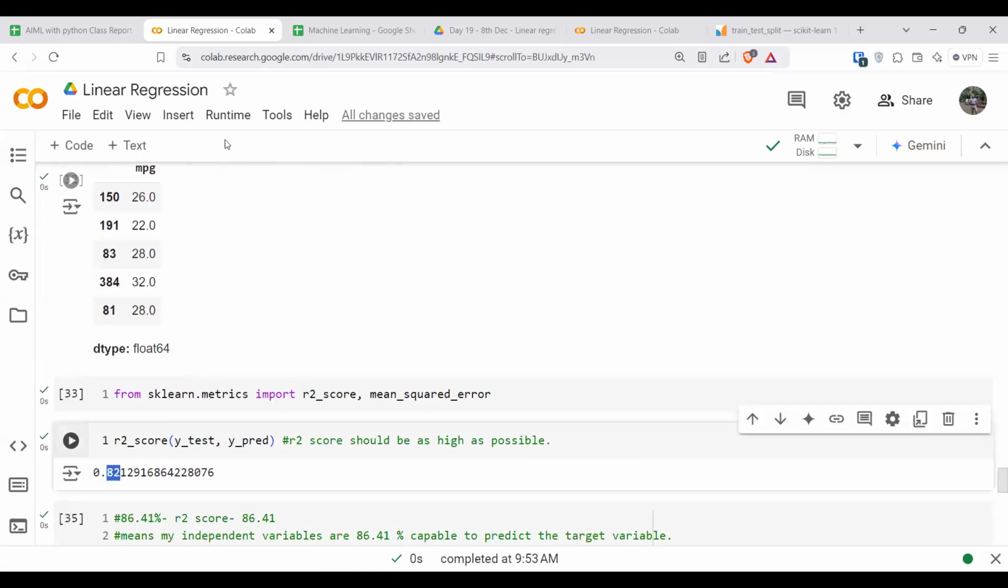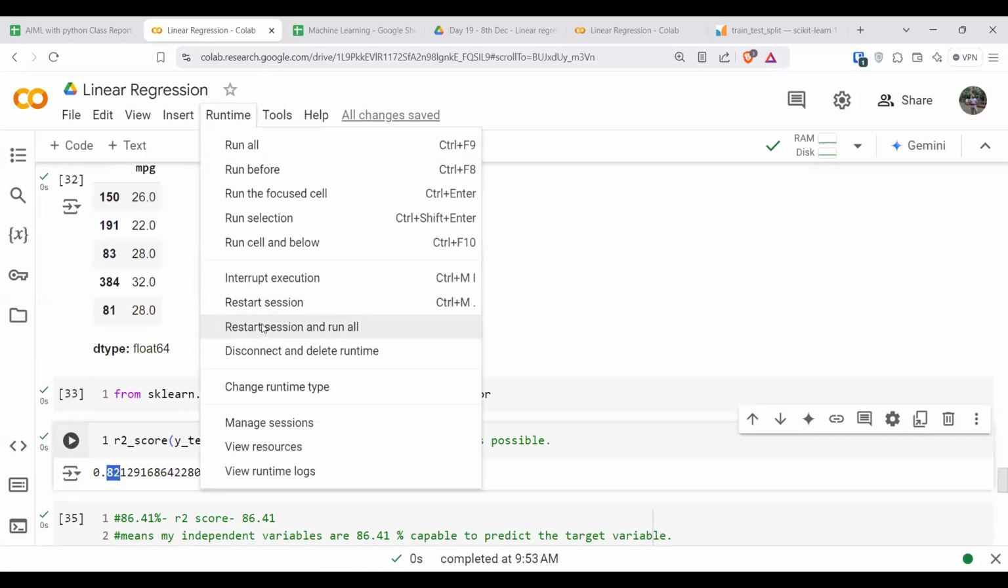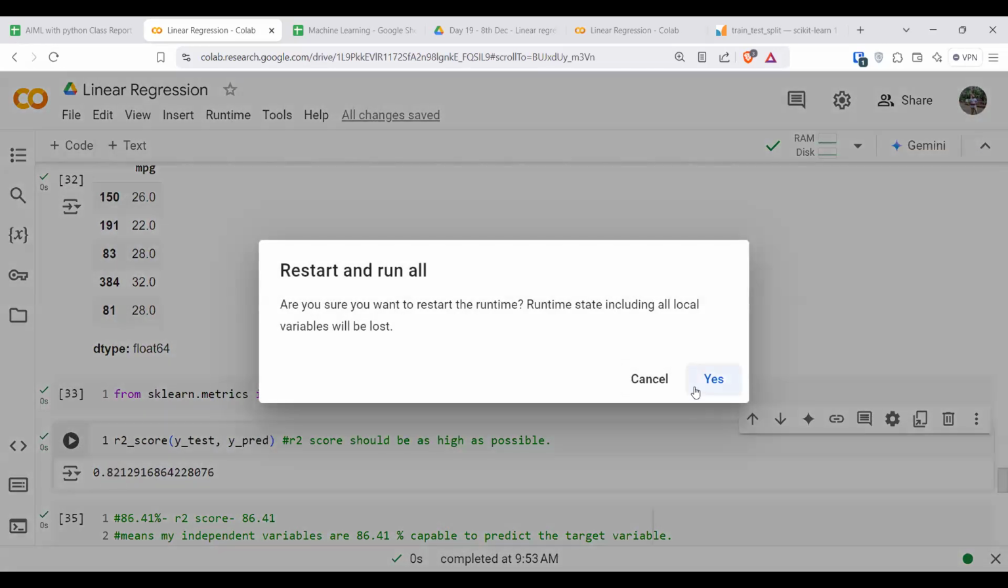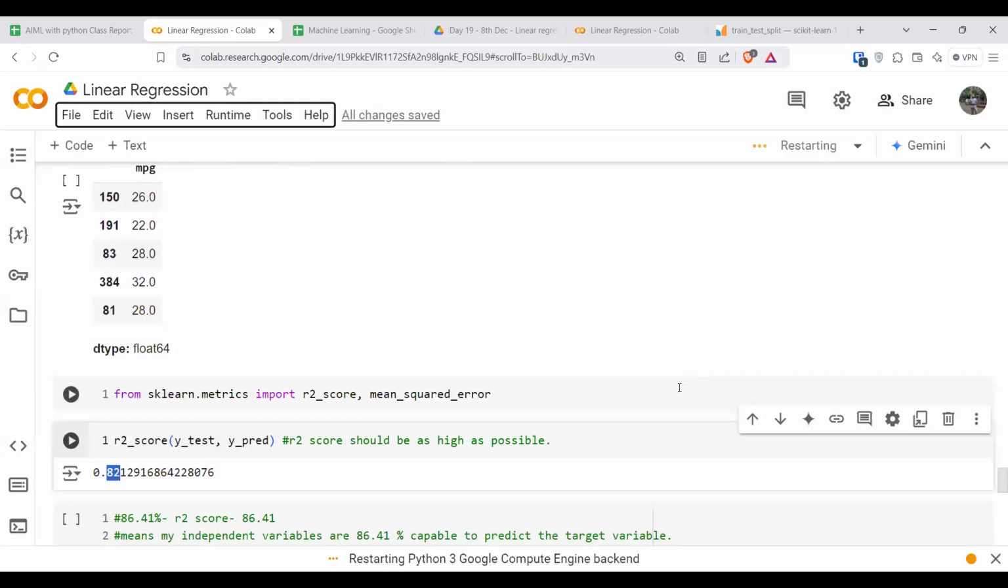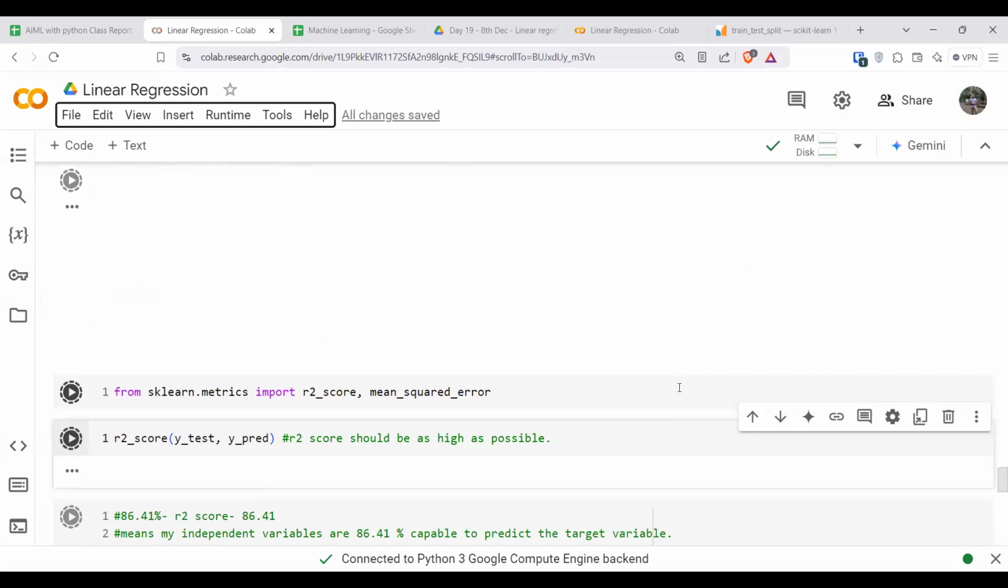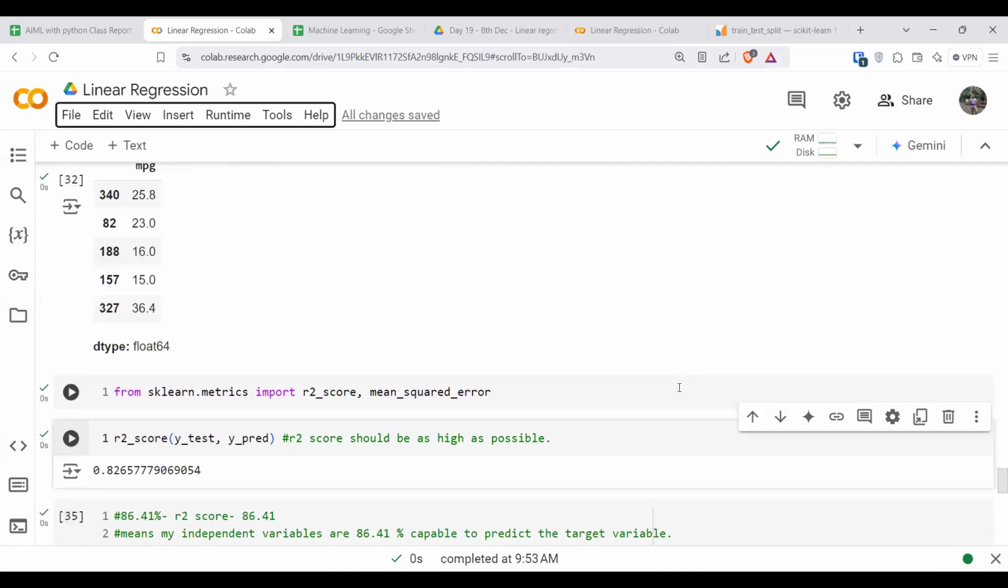82.12. Again, if I restart, 82.12 will be changed, right? It is not fixed. So every time, the accuracy is not in your hand, right? Every time you run this cell again and again, the accuracy is not in your hand. Now it is 82.65, right? Again, if I restart and run all this, it will change.